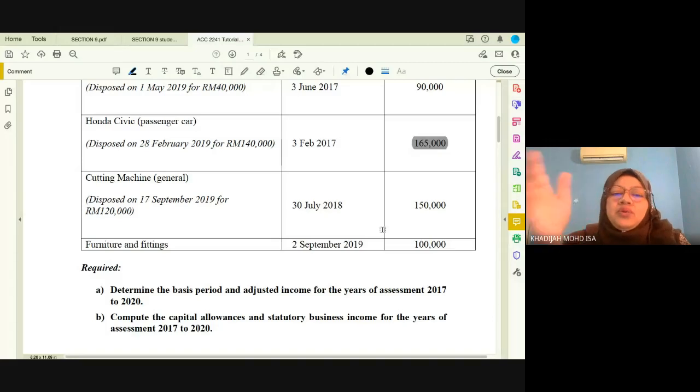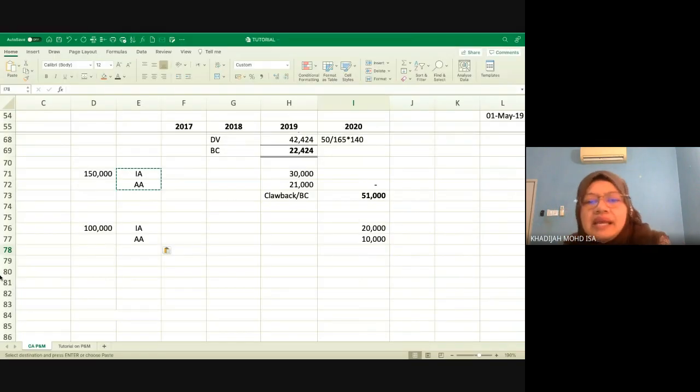Remember that you should read the requirement first before you do the question. Make sure that you read the requirement. You are required to determine the basis period and adjusted income. We have done that, and then you have to compute the capital allowance for YA 2017 to 2020 and capital allowance and statutory business income, right? So that's what we are going to do. We have done on the CA.